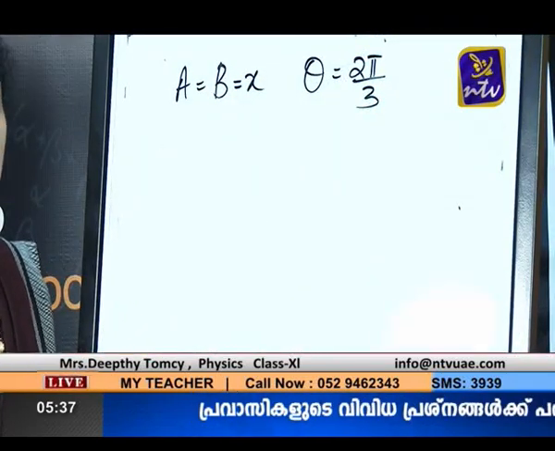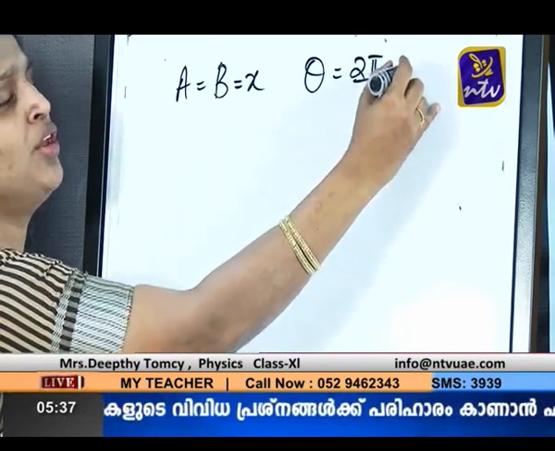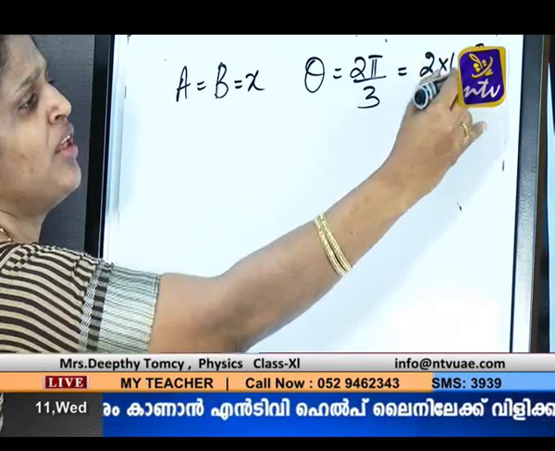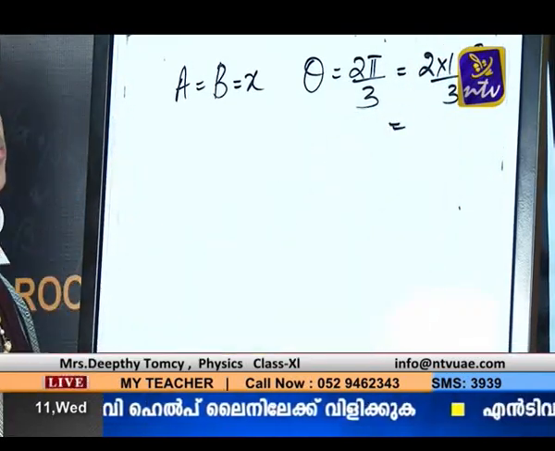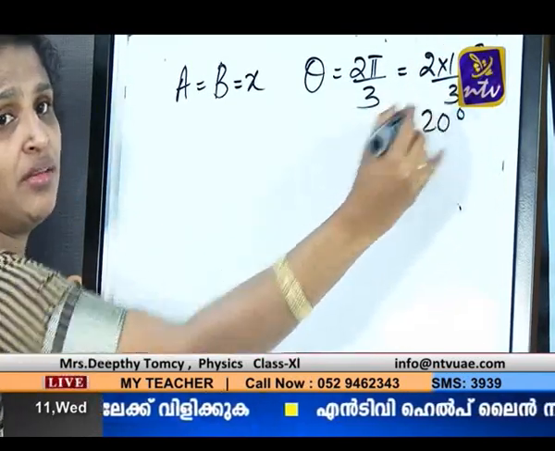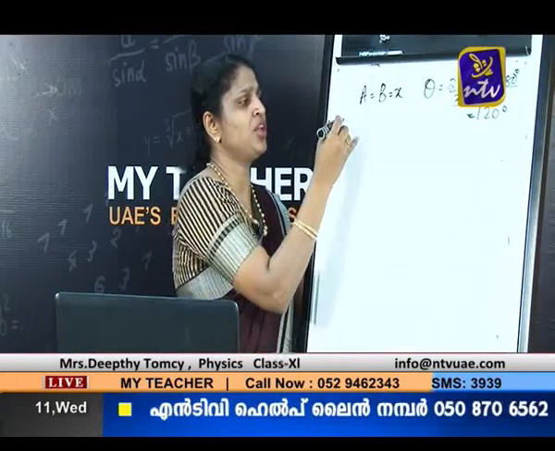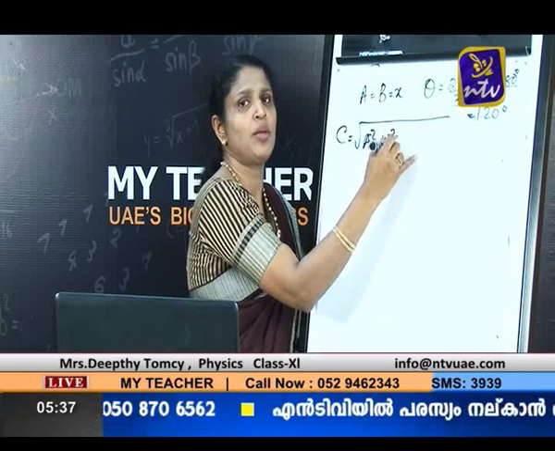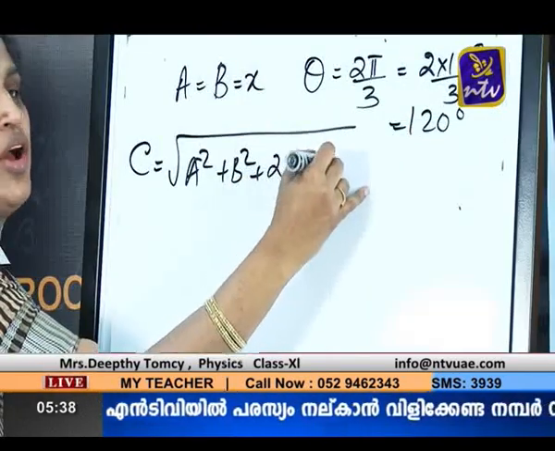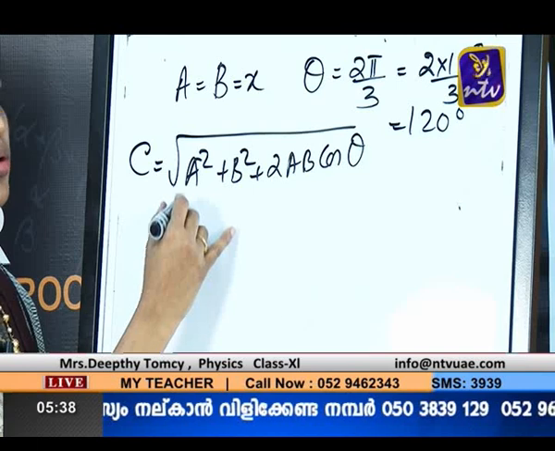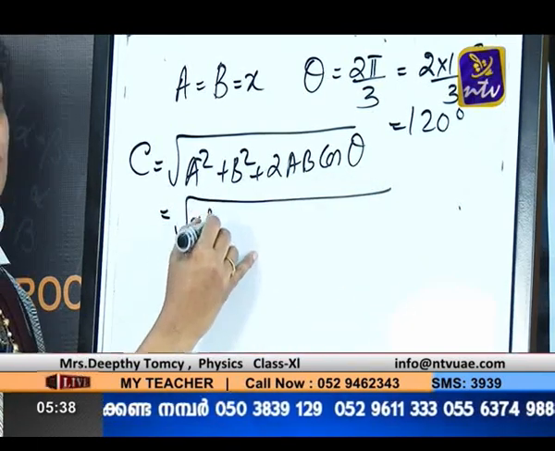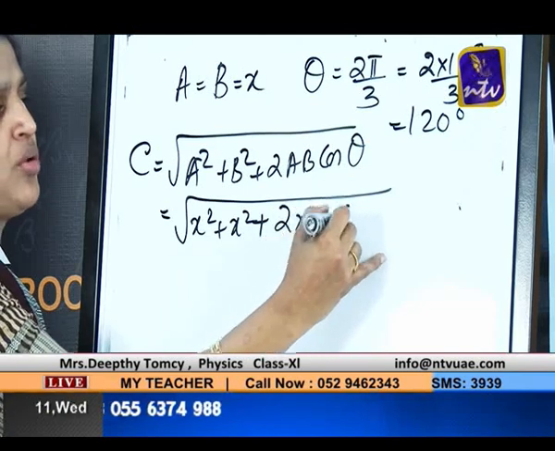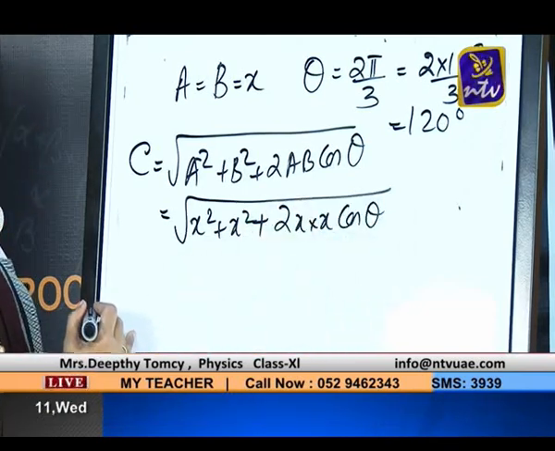Theta is equal to 2 pi by 3. What is the meaning of 2 pi by 3? 2 into 180 degree by 3, that will be equal to 120 degree. Now using the normal equation of c is equal to root of a square plus b square plus 2ab cos theta, we can find out the value of c. Root of a square is x square, b square is also x square, plus 2 into x cos theta, correct?